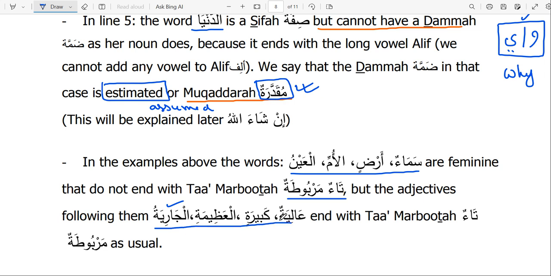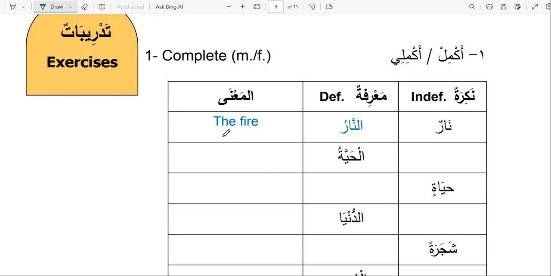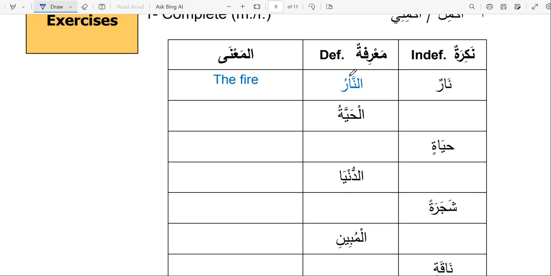So now we come to the exercise. It's the same exercise that you have done in masculine nouns. There is a table here. You need to make it into indefinite, and then you need to write the meaning. So I will give you the meanings, and try to do the exercise yourself, inshallah. Al haya, the life. And now sorry, it's not the life, actually. Al hayya, it's the snake.